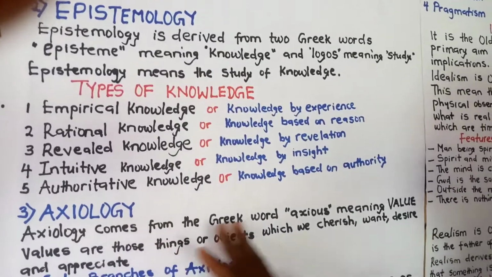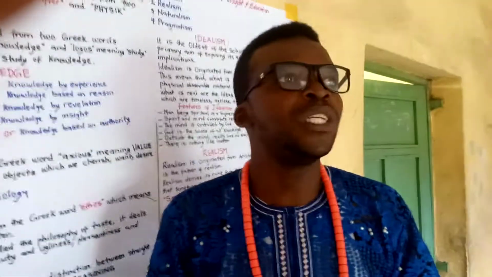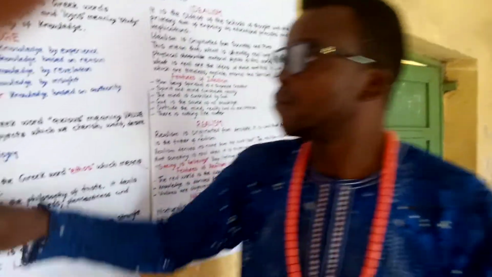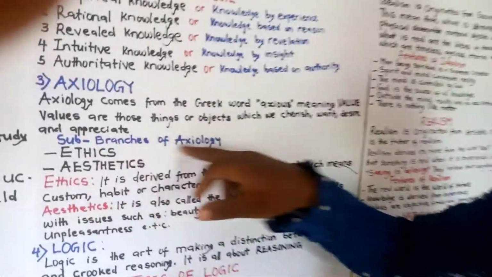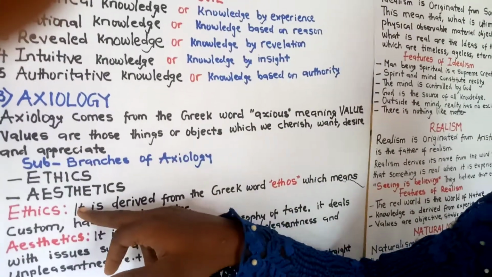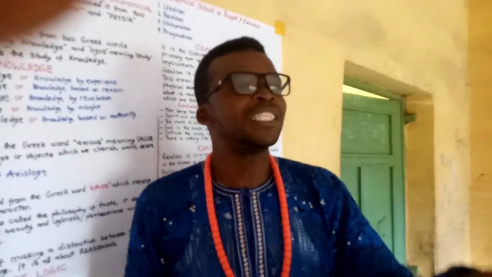Axiology. Axiology comes from the Greek word axios, which means value. Axiology is the study of value. Axiology deals with value, and axiology is divided into 2: ethics and aesthetics. You can see we have 2 branches of axiology. Ethics and aesthetics. What is ethics? Ethics is derived from the Greek word ethos. Ethos means morality.